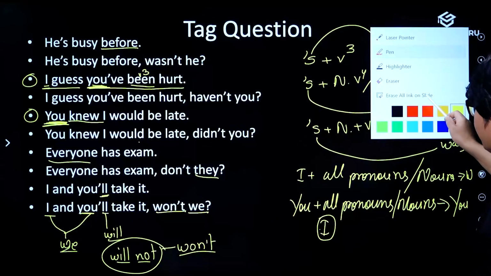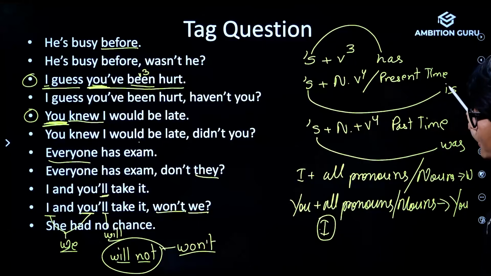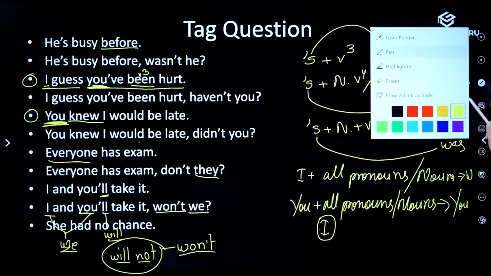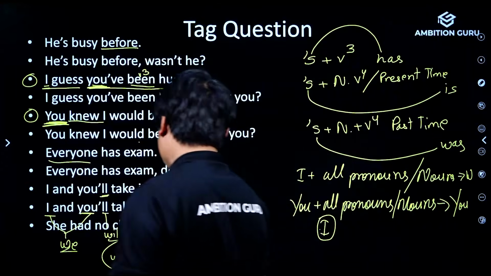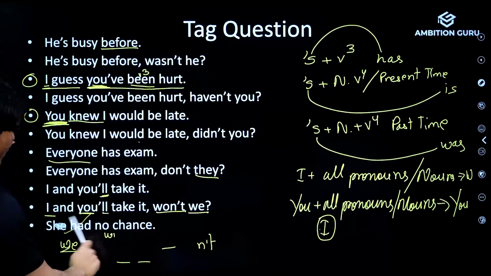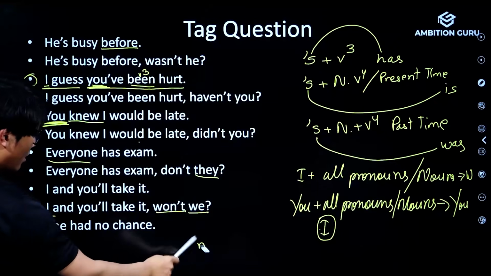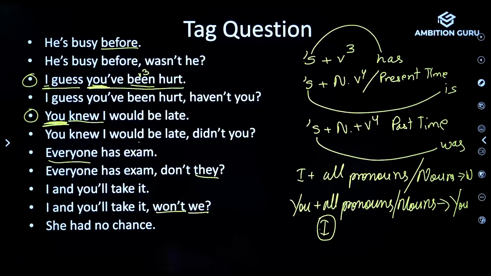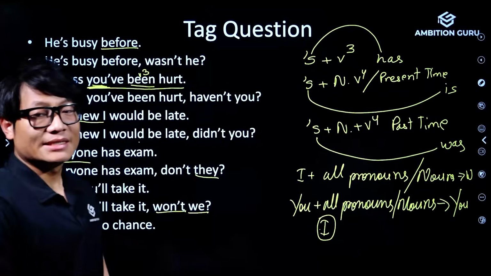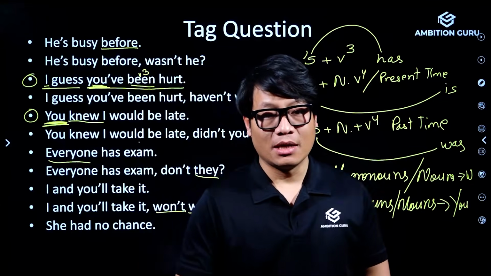Now next question. She had no chance. Now what's the answer? She had no chance. This will be the last question, but obviously I'm going to ask you lots of questions also. She had no chance.